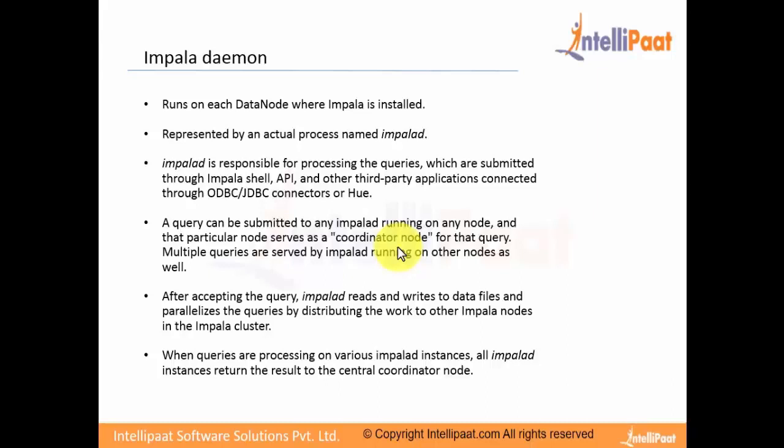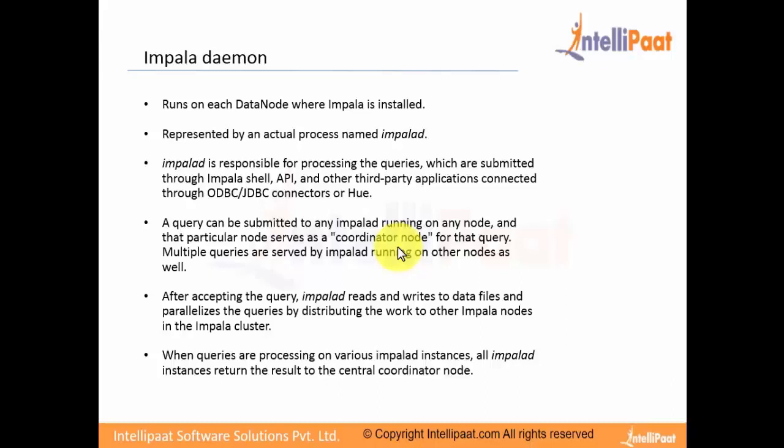Similarly, Impala daemon or Impala D is the slave process which is running on each and every machine where Impala is installed and will take care of the distributed task which is going to be assigned to it. The Impala daemon is represented by an actual process name, as we have discussed, and it is called Impala D, where Impala is the name of the tool and D stands for daemon.